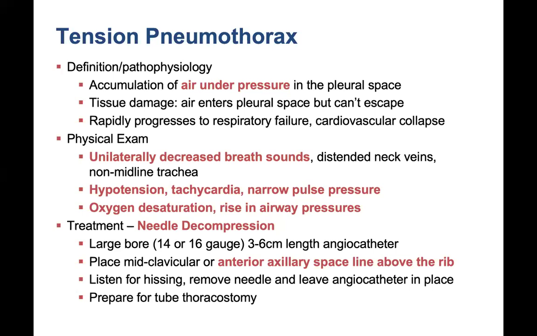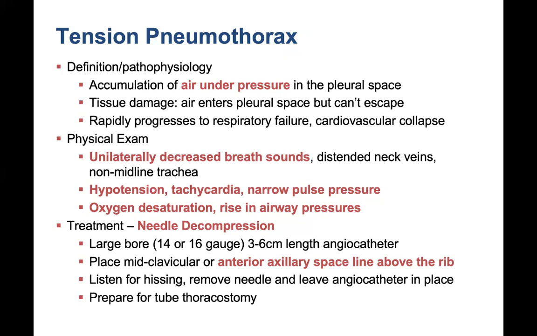Tension pneumothorax is the accumulation of air under pressure in the pleural space. Essentially, you have damage, and air enters the pleural space but can't escape. This can rapidly progress to respiratory failure and cardiovascular collapse. On physical exam, we see unilaterally decreased breath sounds, distended neck veins, and a non-midline trachea. Most notably, in your vitals, you'll see hypotension, tachycardia, and a narrow pulse pressure. Oxygen desaturations, a rise in airway pressures, and the treatment is going to be needle decompression.